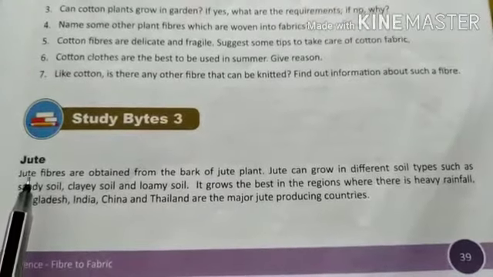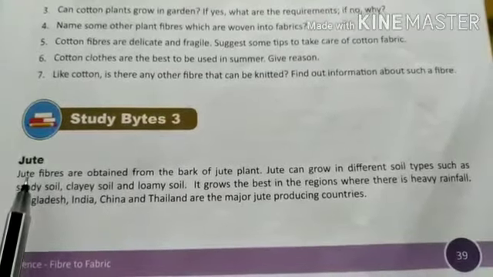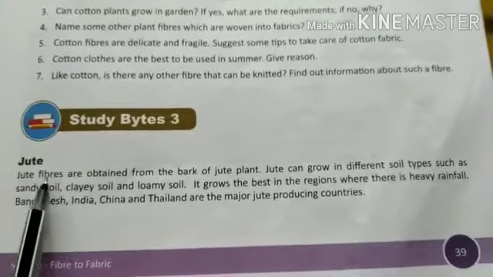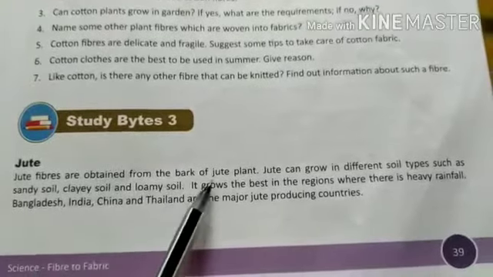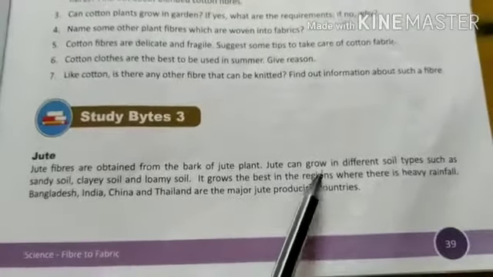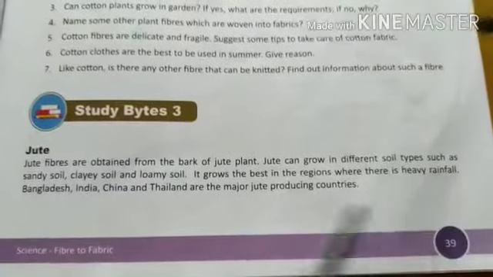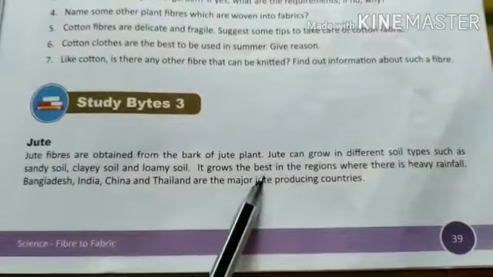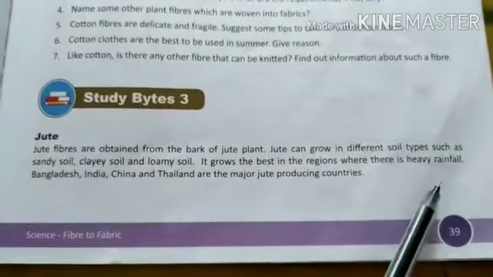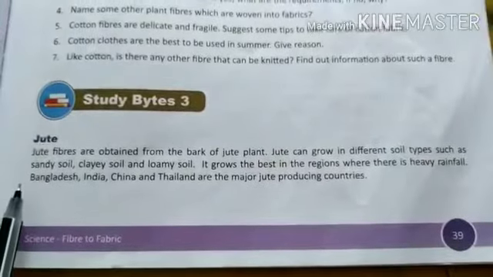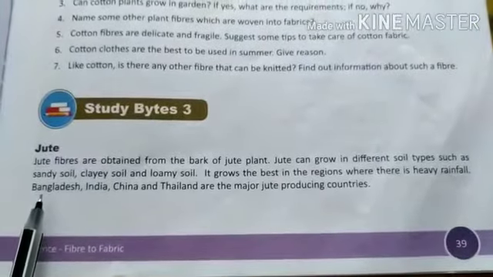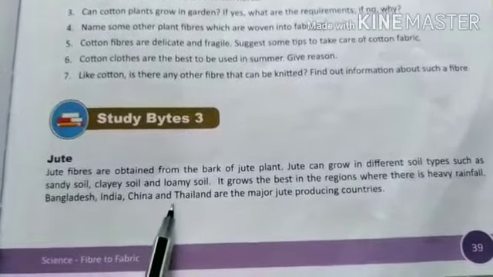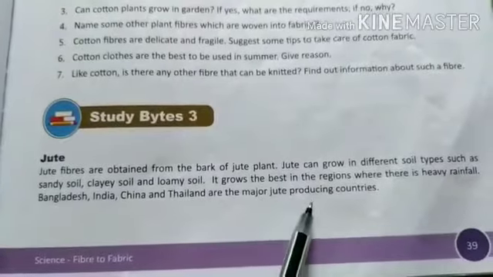Now we will discuss some of the various requirements for the growth of the jute plant. Jute fibers are obtained from the bark of the jute plant. Jute can grow in different soil types such as sandy soil, clay soil and loamy soil. It grows best in the region where there is heavy rainfall. Countries where jute is produced: Bangladesh, India, China and Thailand are the major jute producing countries.